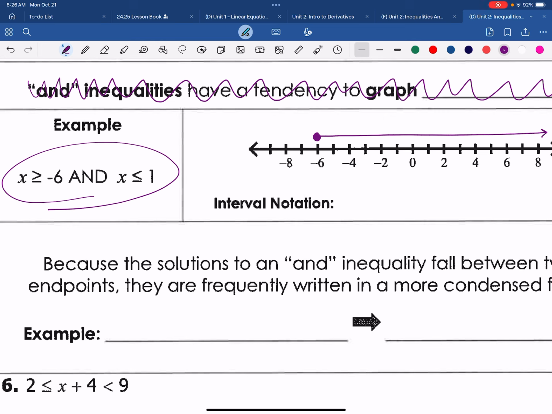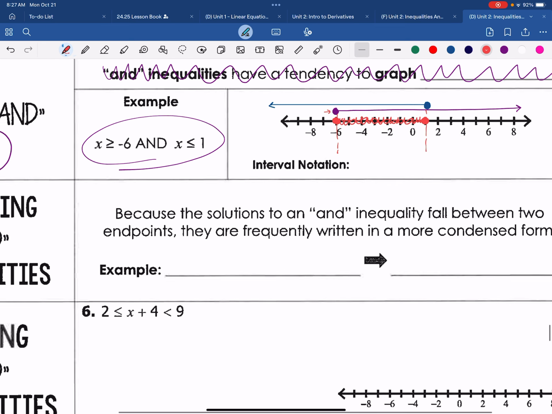Then x is less than or equal to 1, so I'm going to have a filled in circle. I'm going to use a different color. Filled in circle on 1, less than, so I'm going to the left. Notice the only part that they share is from -6 to 1. Whatever the symbol is, that's the symbol we're going to use for each of those. If it had been an open circle, we would use an open circle. And then we're filling in everything in between. So this orange part is my only solution.